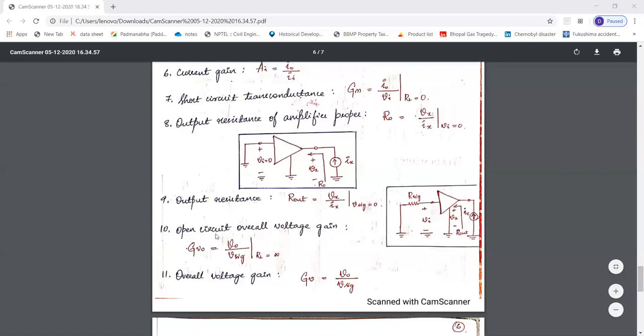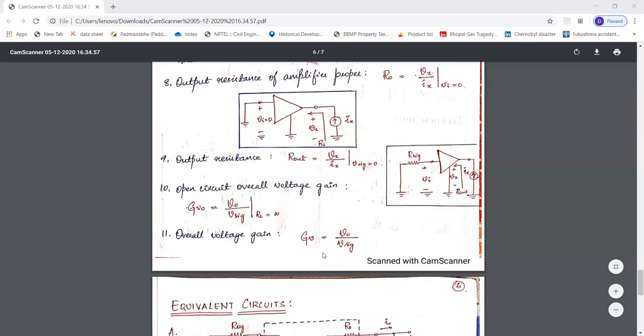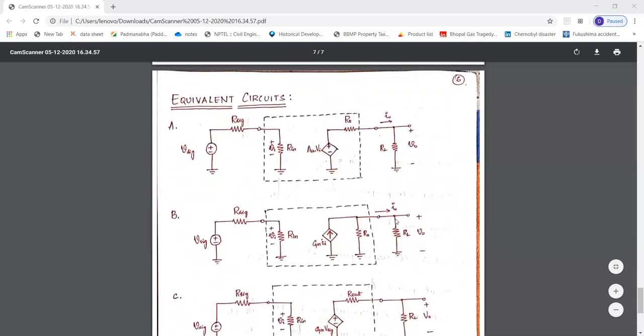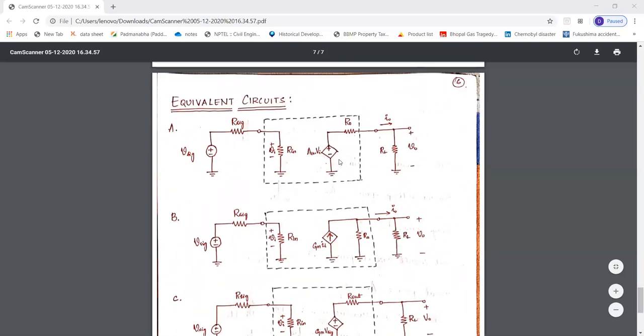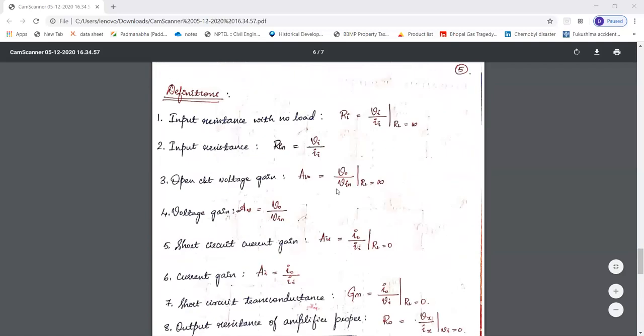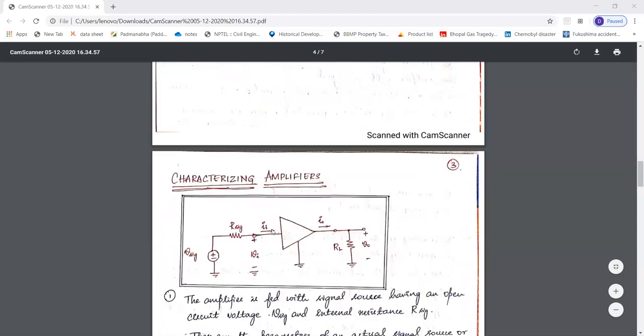And open circuit overall voltage gain is given by GV0 is equal to output voltage by input voltage, V0 by VSIG for RL equal to infinite, because open circuit. And overall voltage gain GV is simply V0 by VSIG. And these are the equivalent circuits for the above shown circuit here.